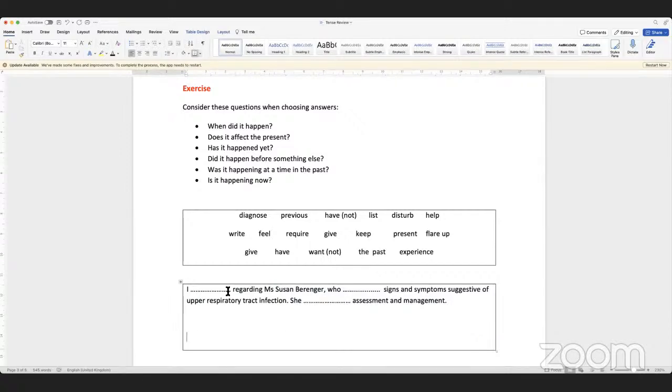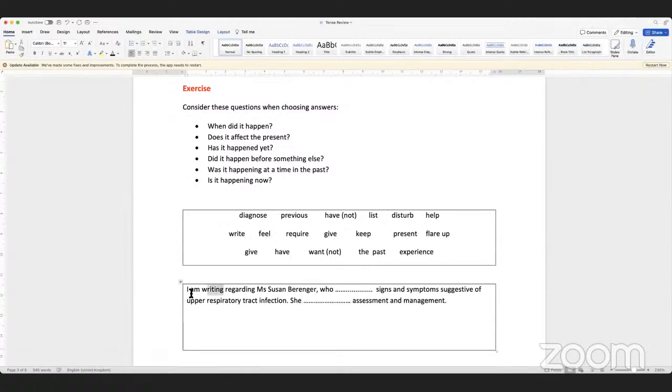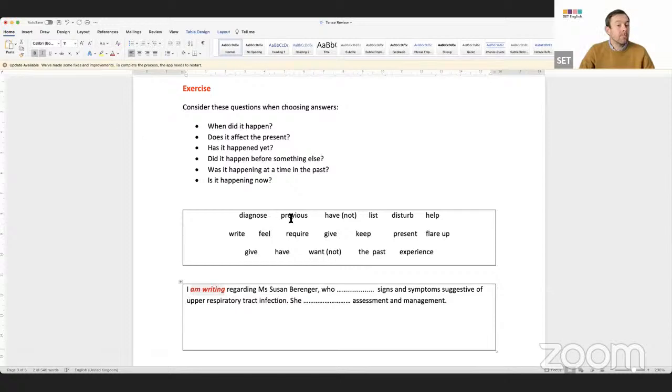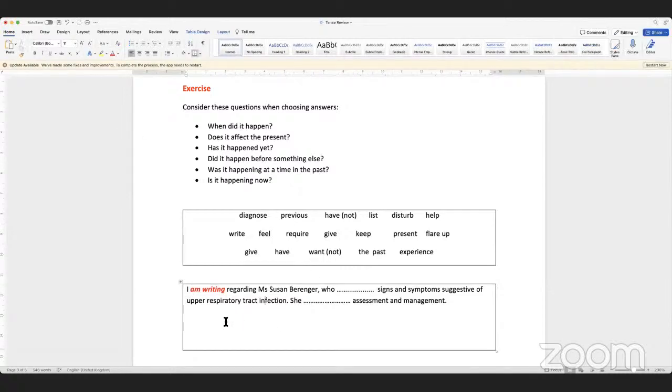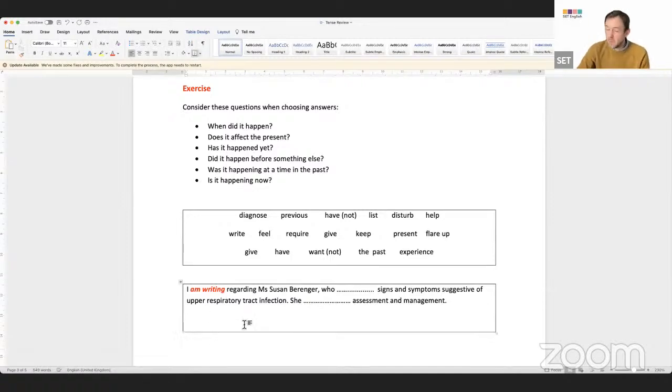I'm writing regarding Miss Susan. Okay, so you've just chosen "I am writing". What tense is that, Lucinda? Present continuous. Yes, when it's be plus verb plus ing, it's continuous. Okay, good. So that means it's happening right now. Go on, keep going.